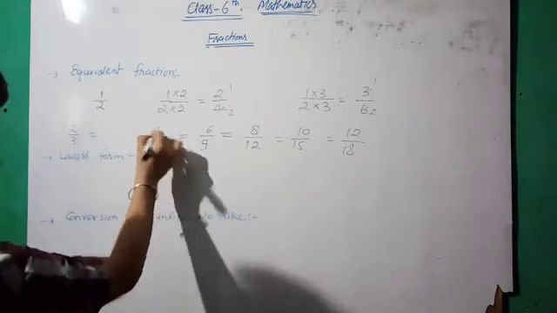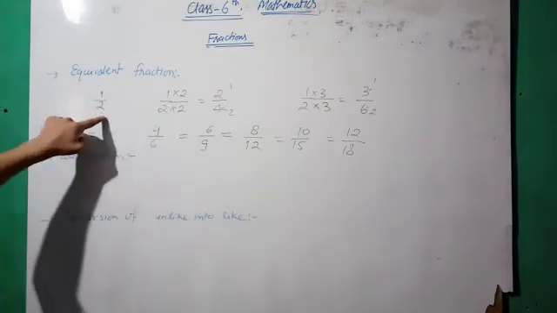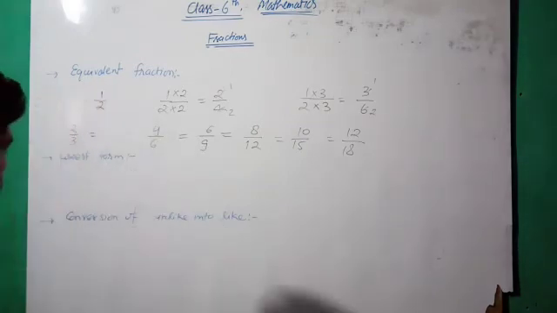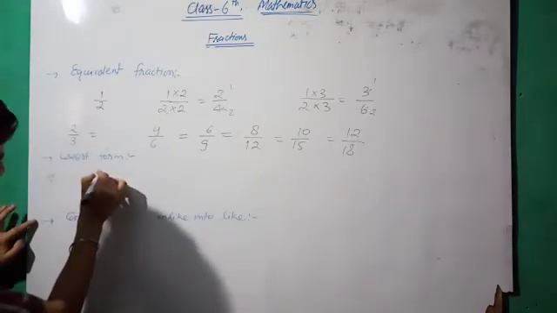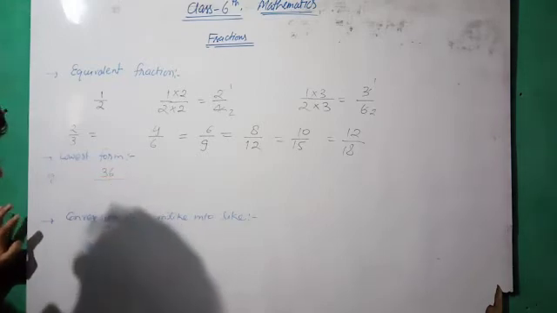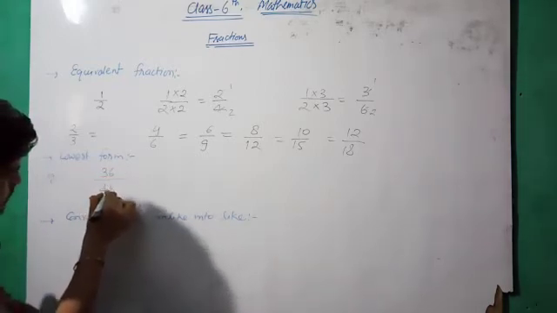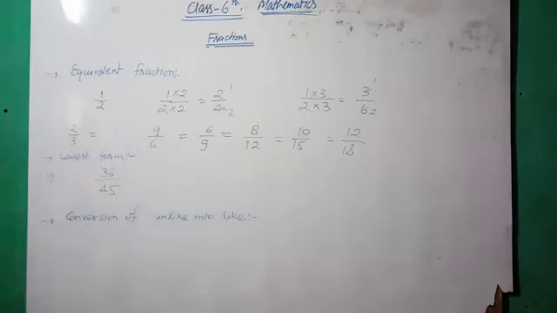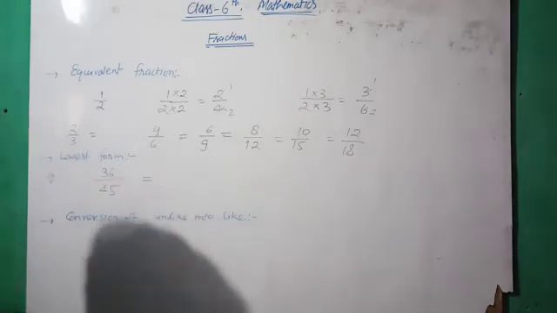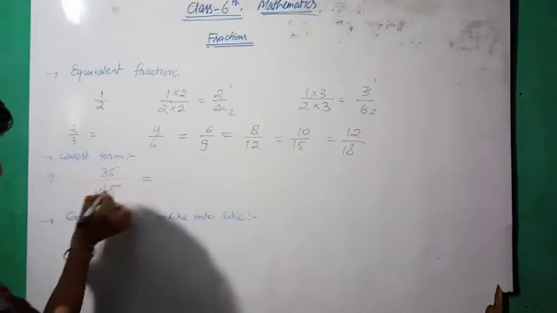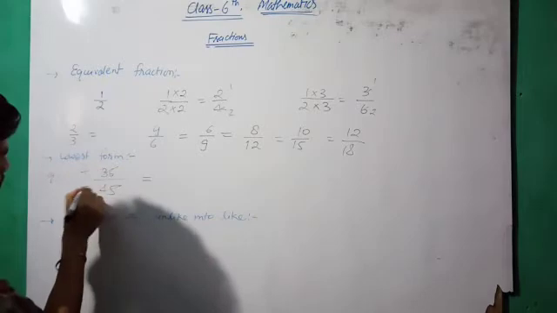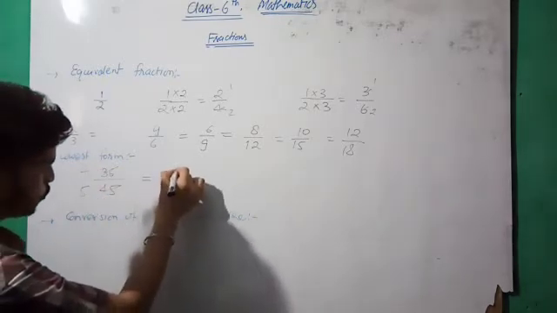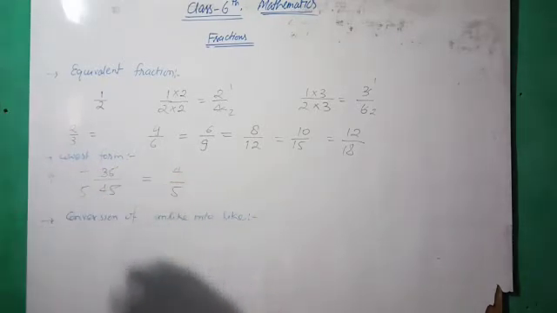Now we have the lowest form. Like by using an example, if we have 36 upon 45 as a number and we have to find the lowest form of this number, first of all we divide by 9 because these two numbers are in the table of 9. So 9 fours are 36 and 9 fives are 45. So 4 by 5 is the lowest form of this fraction.